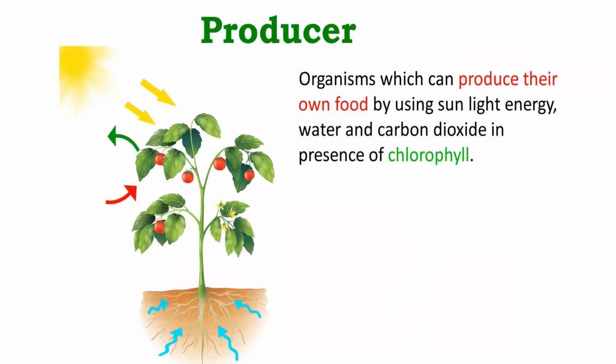Let's start with producers. Organisms which can produce their own food by using sunlight energy, water and carbon dioxide in the presence of chlorophyll, which is the green color found in leaves. They get sunlight from the sun, water through their roots and CO2 through their leaves to produce food by photosynthesis. So this kind of organisms, we call them producers. Plants are eukaryotic multicellular organisms and producers.